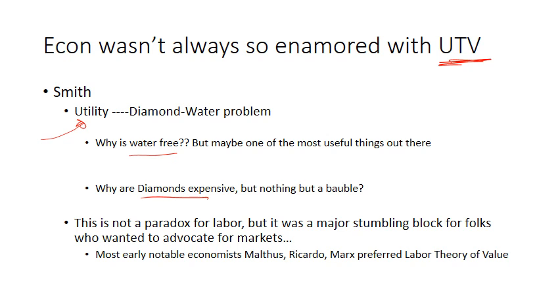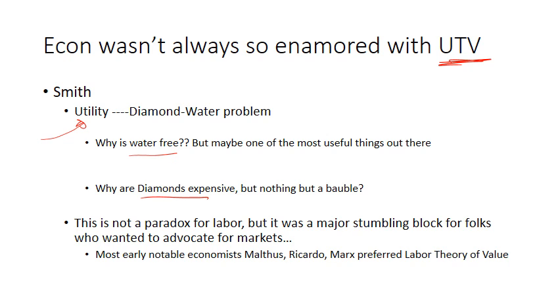Diamonds, on the other hand, were nothing more than a trinket or a bauble. They were a shiny thing, but they were hugely expensive. So this seems like a massive counterexample for the utility theory of value, and in fact, it was so damning Smith actually junked the utility theory of value. He didn't do much with it at all. The other option at the time was the labor theory of value.